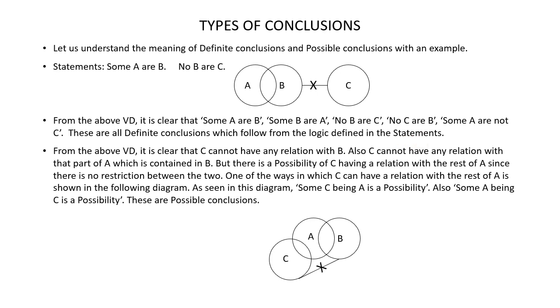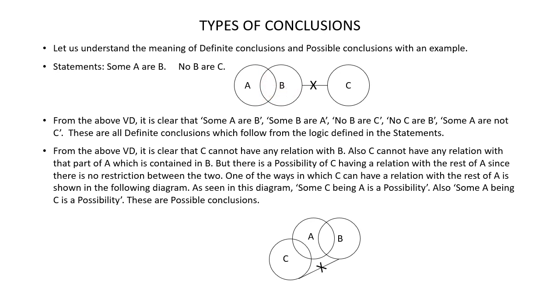Now let's try to understand what are possible conclusions. Now when you look at this basic Venn diagram, it's clear that C cannot have any relation with B. Also, C cannot have any relation with this part of A because this part of A is inside B.